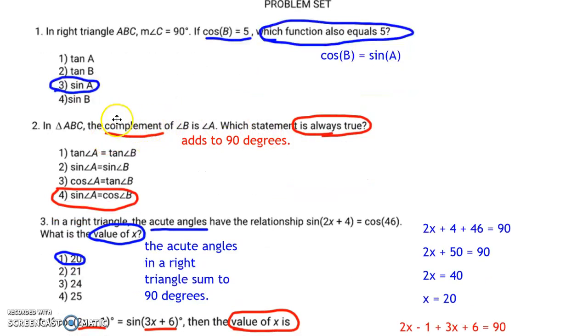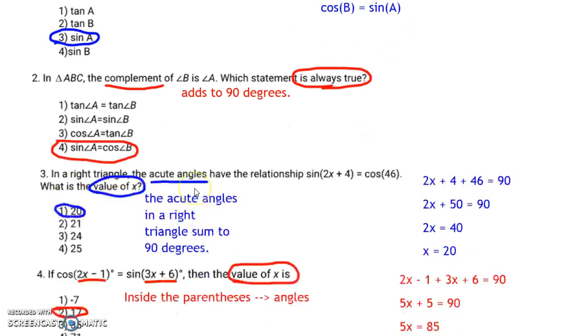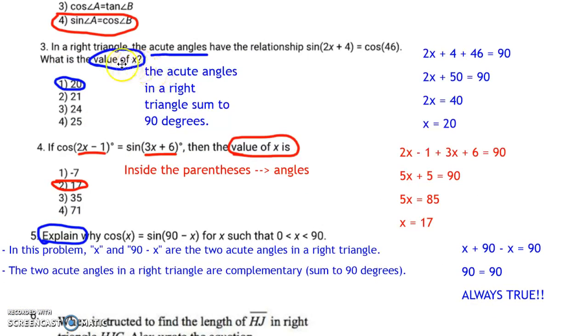We also know that the two acute angles in a right triangle are complementary to each other. They add to 90 degrees, which means sine of a equals cosine of b. That's a fact that we learned about during this lesson. We're looking for the value of x in this, and we're given these two values. I'm going to underline these values.